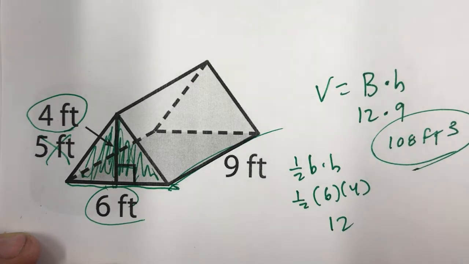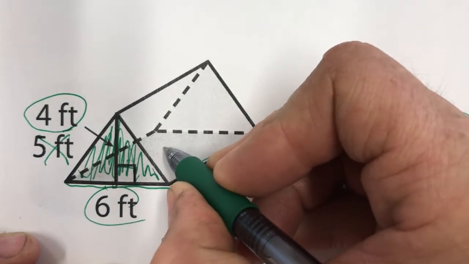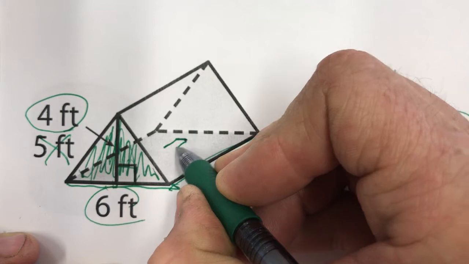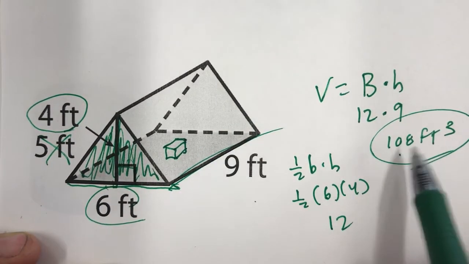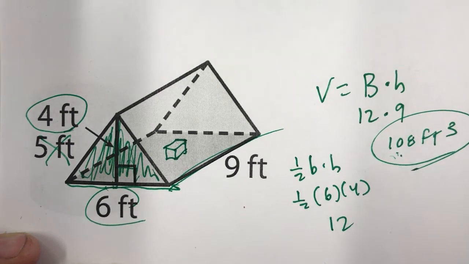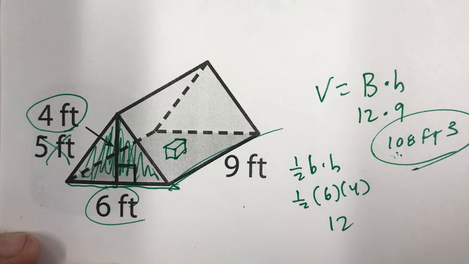It's to the third, which means we have these cubes. I can fit these cubes in here. There's a cube right there. I could fit 108 of them in this thing. 108 would fit in there. And that tells us how much volume, how much space is inside.